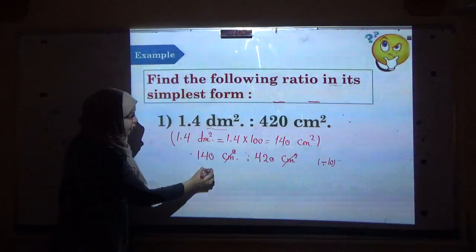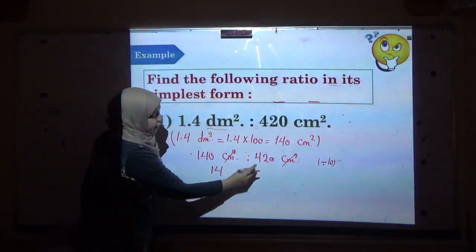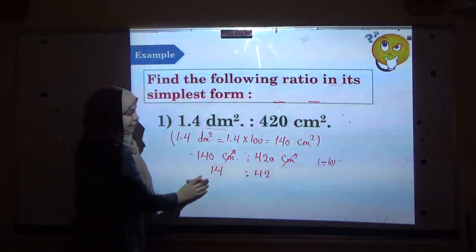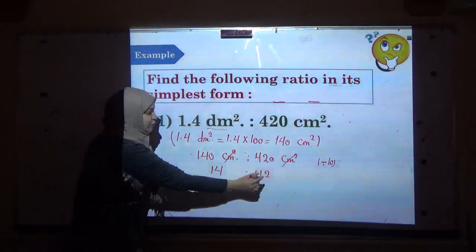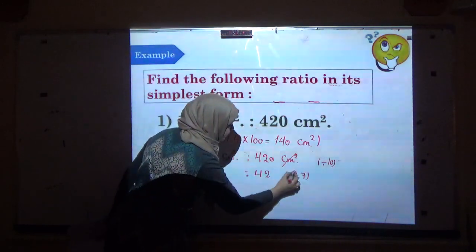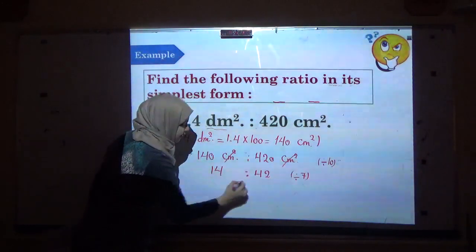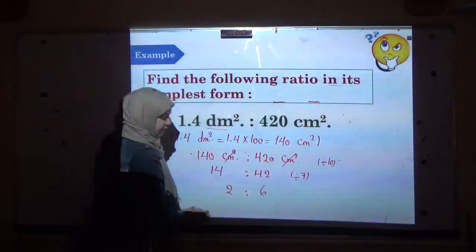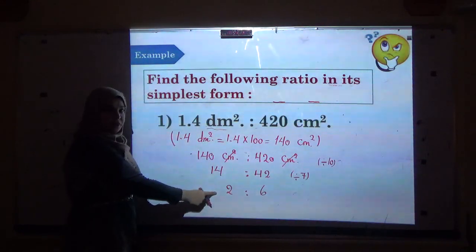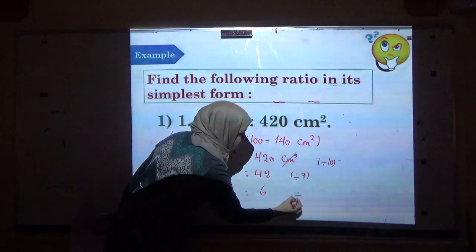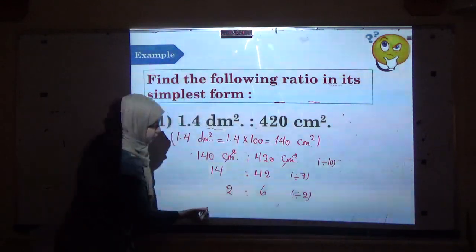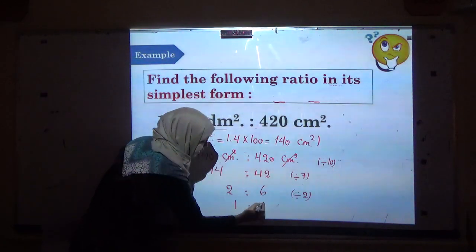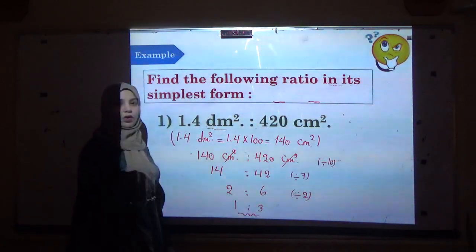140 divided by 10 equals 14. 420 divided by 10 equals 42. Here we have a common factor between 14 and 42, which is 7. 14 divided by 7 equals 2. 42 divided by 7 equals 6. Also we have another common factor between 2 and 6, which is 2. Divide the two terms by 2. 2 divided by 2 equals 1. And 6 divided by 2 equals 3. So this ratio in its simplest form is 1 to 3.